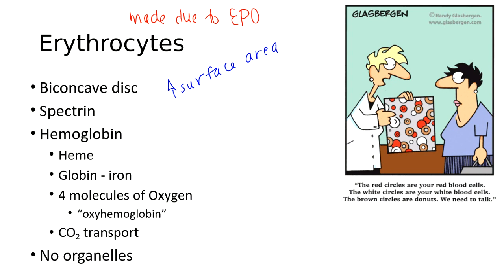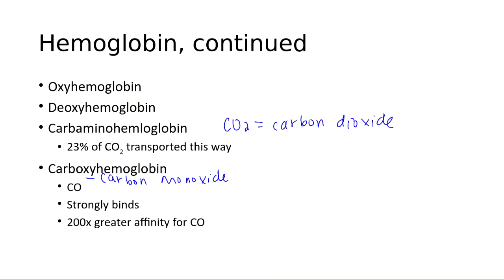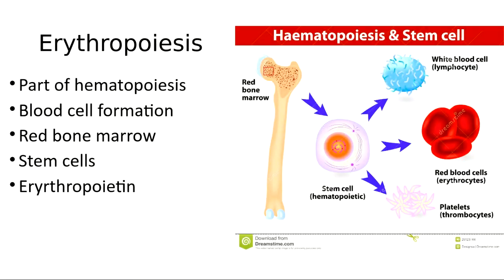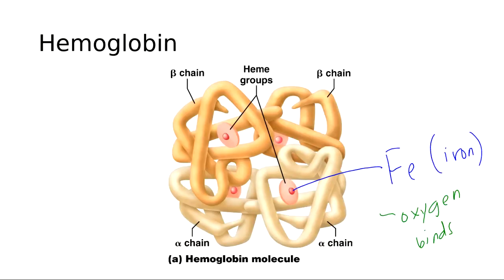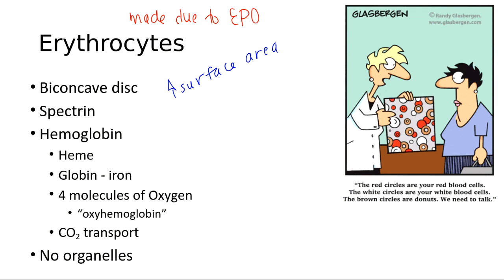Okay, red blood cells, erythrocytes. These are unique in their shape, and you can kind of see them here. They have this biconcave disc shape, so they look kind of like an inner tube or a donut, but the middle part is not completely removed. This helps to have increased surface area for the red blood cell. The plasma membrane of the red blood cell is held in place with the help of something called spectrin.